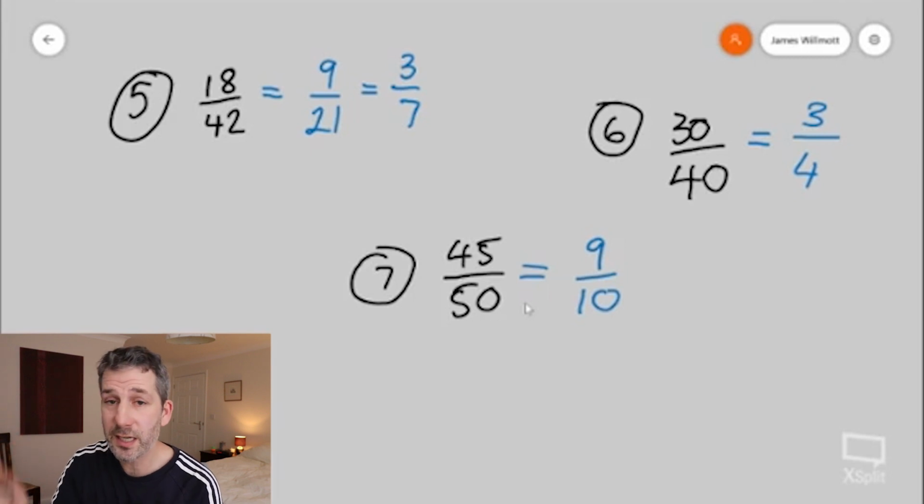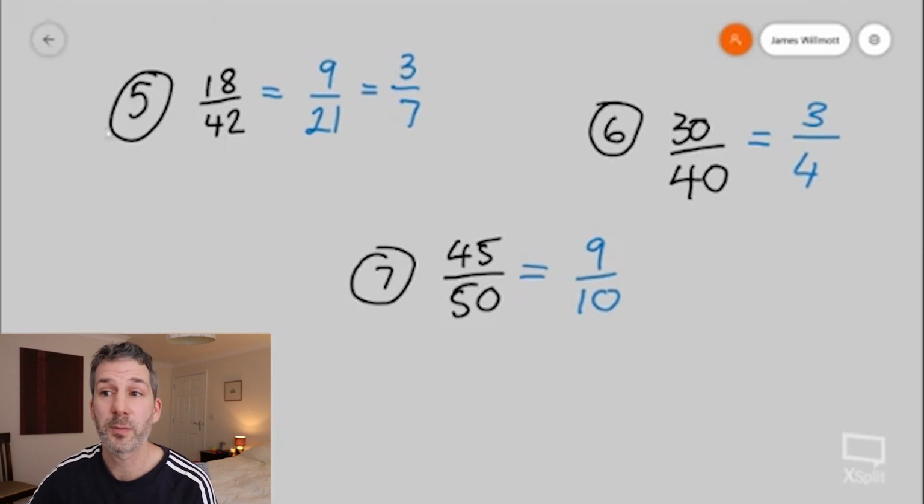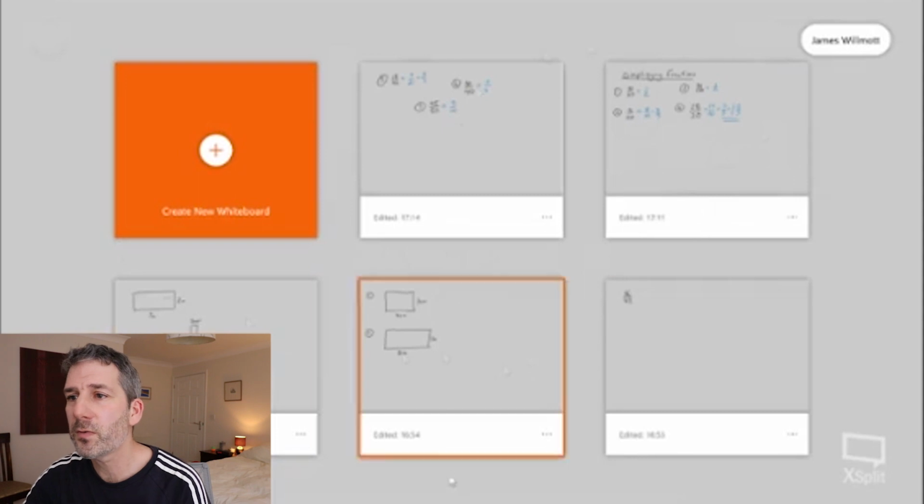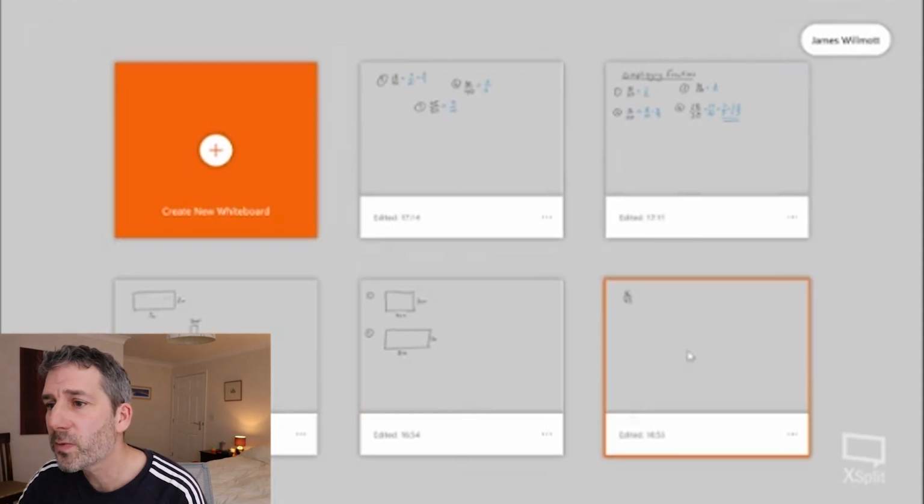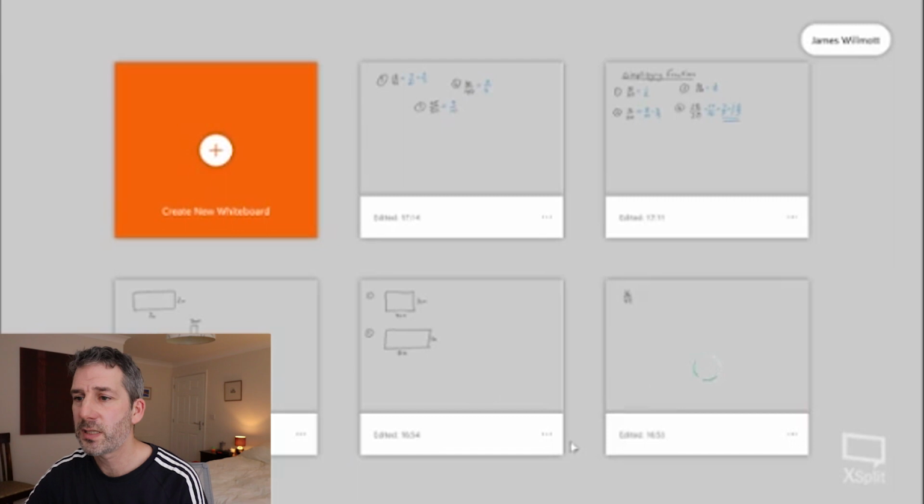All of these, they have the exact same value. We're not changing the value. We're just writing it more simply with smaller numbers, essentially. That's what we're talking about. Right then, where's my next one? Here we go.